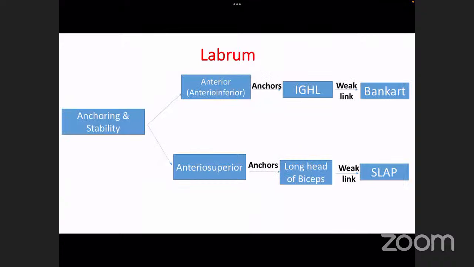And as you know, the labrum has some anchors in order to stabilize it, especially the inferior glenohumeral ligament, which is weak in a Bankart lesion, and the anterior superior part, where there's an anchor for the biceps, seen whenever there's a SLAP lesion. There are a lot of controversies about SLAP lesions, so it's less likely to be asked about in the exams.